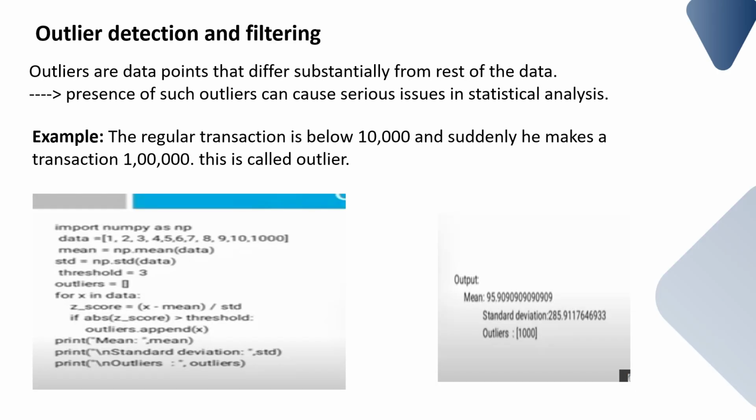Next, outlier detection. Outlier detection is very important in data transformation techniques because outlier data points affect the statistical analysis and also do not give the perfect result. So outlier detection and filtering is very important. For example, the regular transaction is below 10,000, but suddenly he makes a transaction for 1 lakh. This is called an outlier. The dissimilar objects that are away from the regular objects are called outliers.